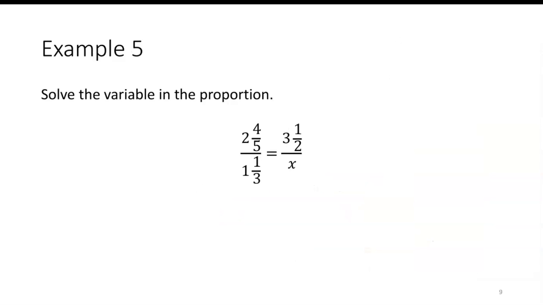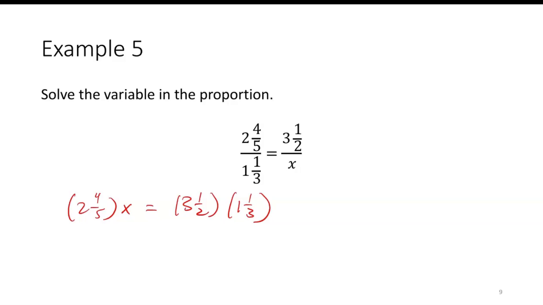Well, example 5, let's say 2 4/5 divided by 1 1/3 is equal to 3 1/2 divided by x. So the first thing, their cross products would be that 2 4/5 times x is equal to 3 1/2 times 1 1/3. I'll say that mixed numbers do not work well when it comes to multiplication or division. So let's change all of these into improper fractions.